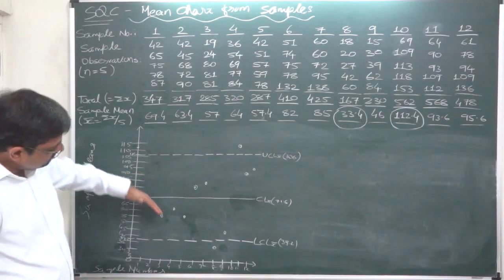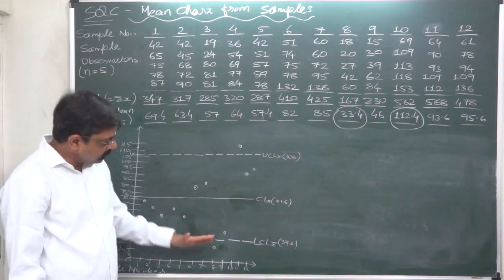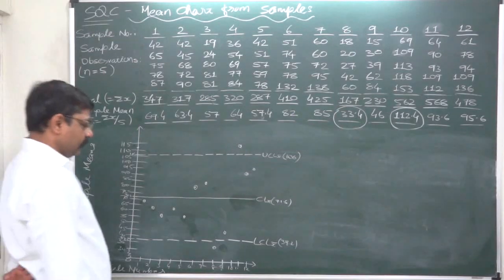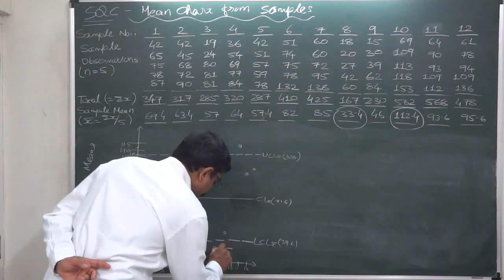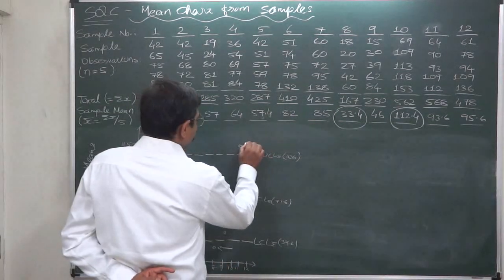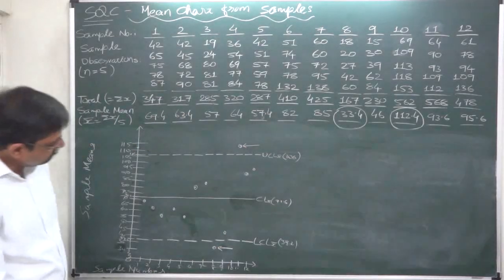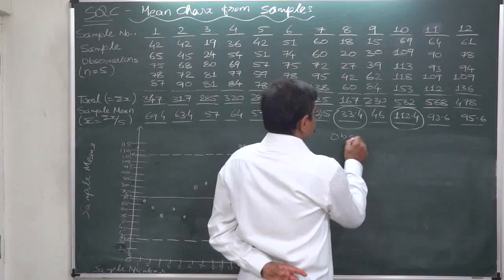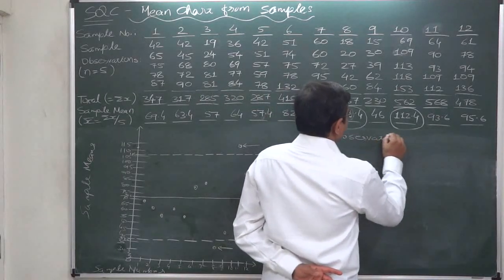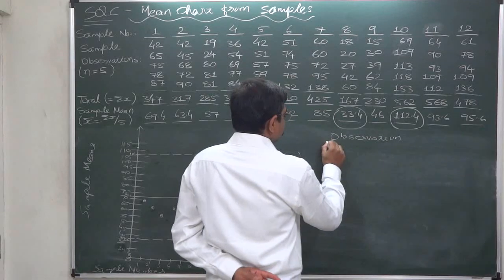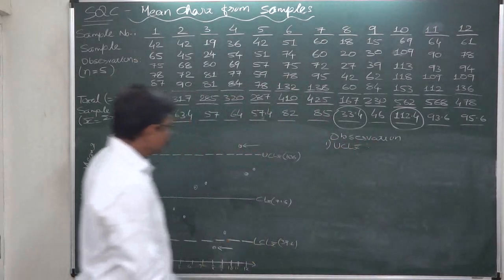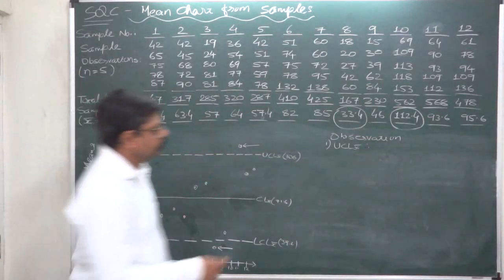So on your graph paper, the mean chart will look something like this. We are interested more now at this point of time, at the time of observing, in these 2 points. Here our observation. First observation is related to upper control limit. What is our observation? This one sample point is above the UCL.